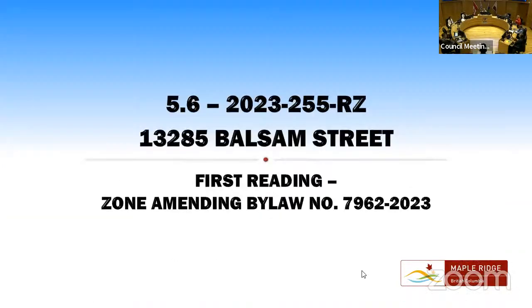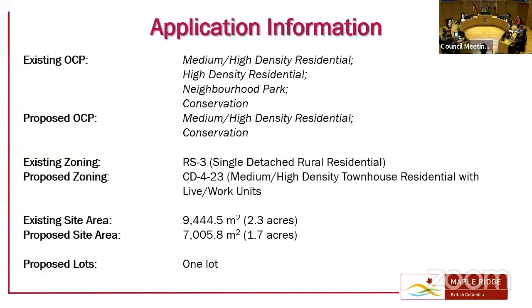This application is in relation to the property located at the address on the screen, 13285 Balsam Street, and it's here for first reading. The existing OCP designation for the subject property is medium high density residential, high density residential, neighborhood park, and conservation. The proposed OCP designations are medium high density residential and conservation.